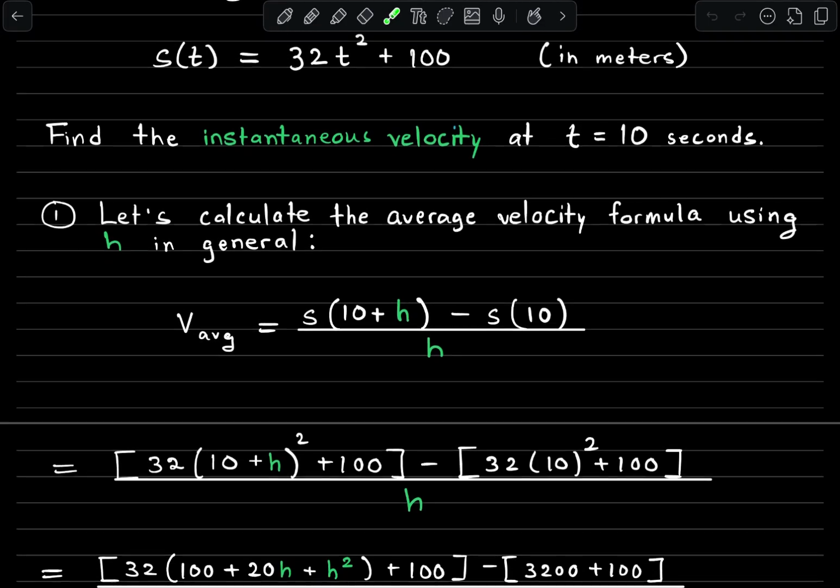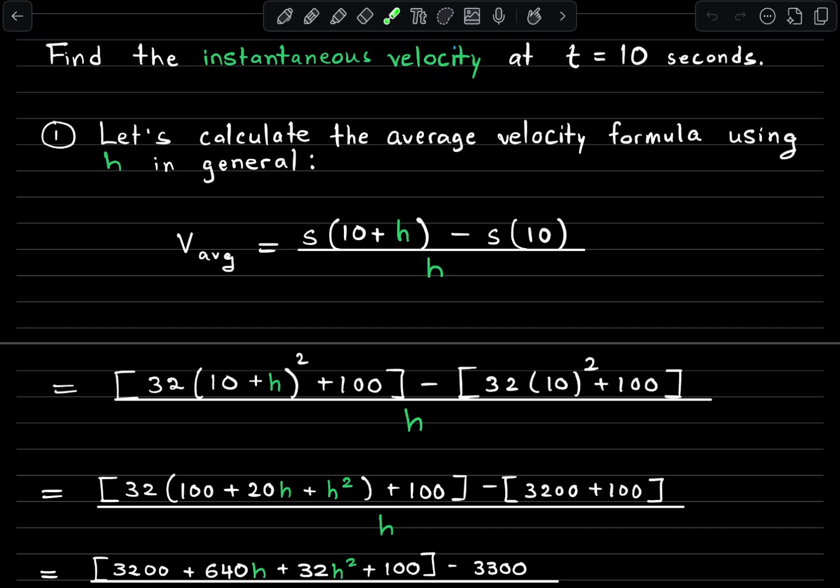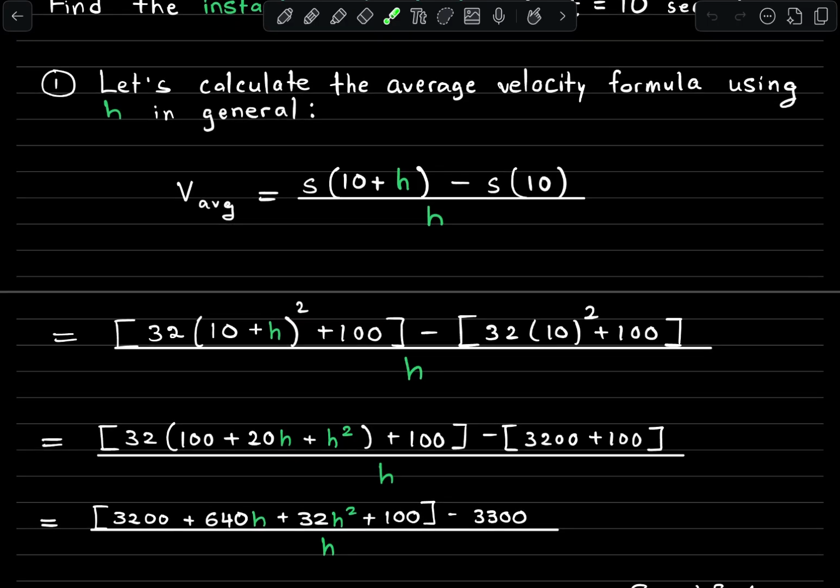Next step, we can go ahead and expand this. We're just doing some simplification. So all I've done is expand this. This is (a plus b) squared, and I'm using the a squared plus 2ab plus b squared formula here. So next step, distribute that 32 and see if we can combine like terms.